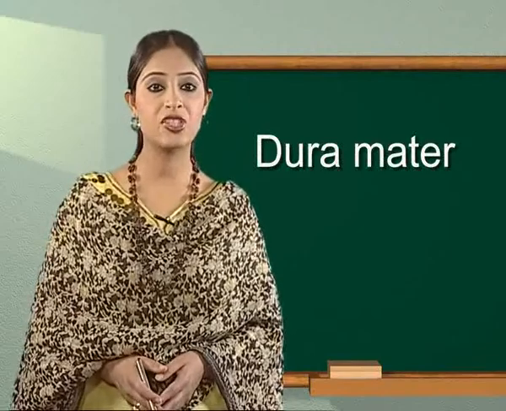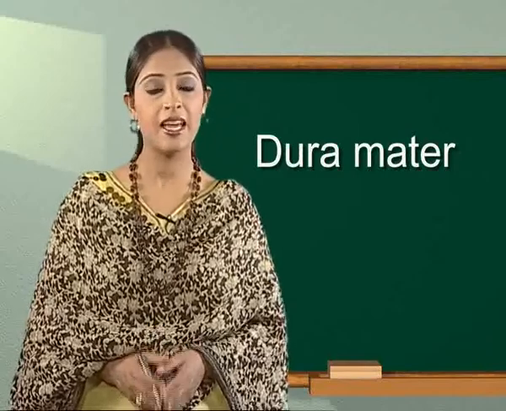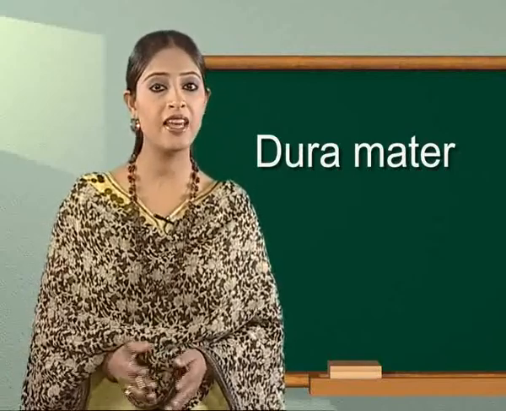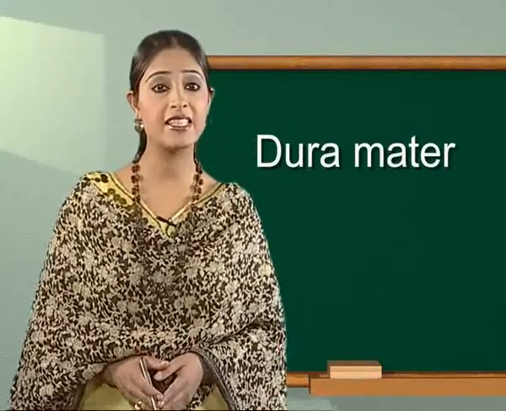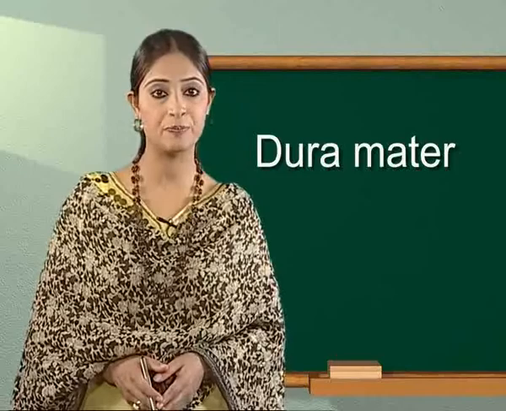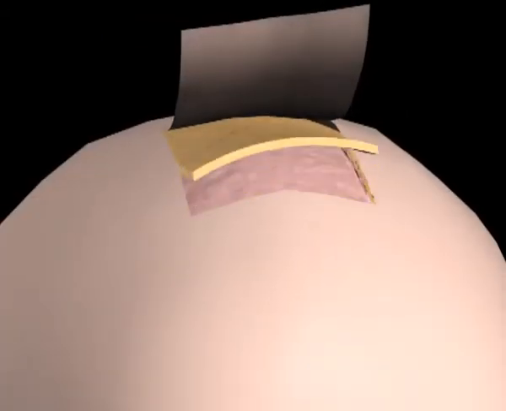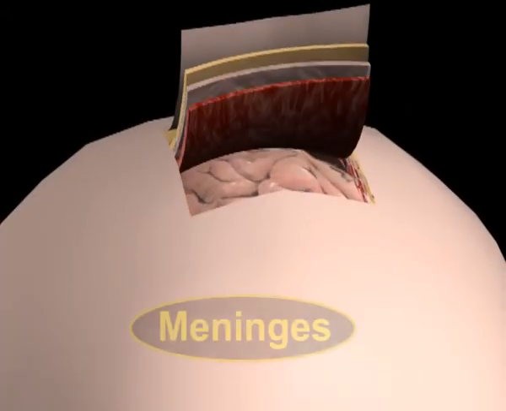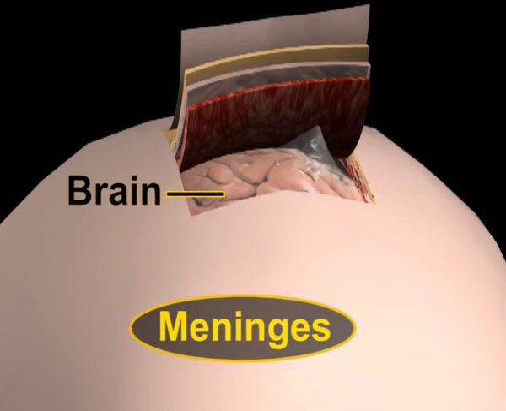Even with these protections, the meninges and deeper tissues within the brain can become bruised when there is a blow or jolt to the head or when the head is severely banged or shaken. Let's try to understand this through a visual. Three membranes, collectively called the meninges, provide protection by cushioning the brain's soft tissue against the rigid wall of the skull.